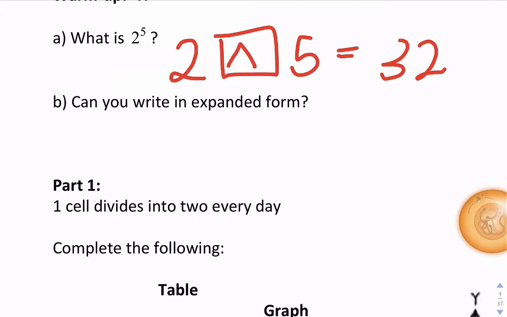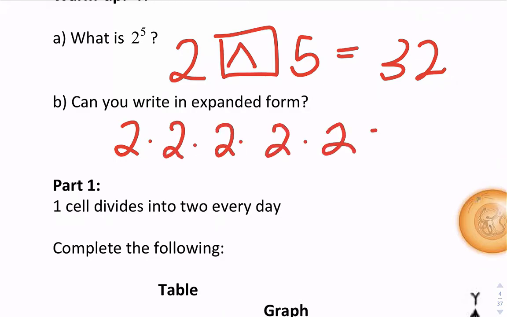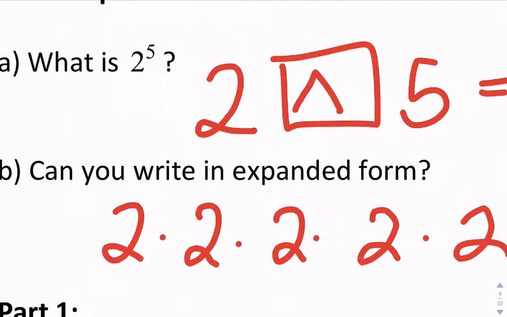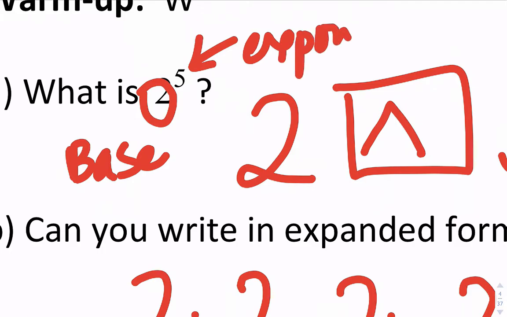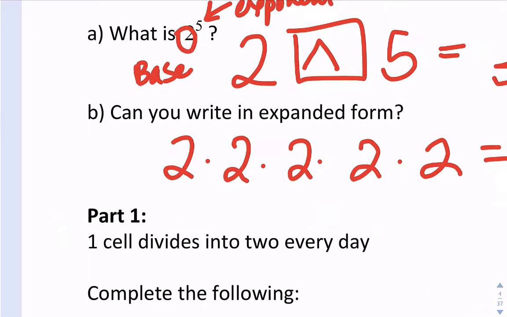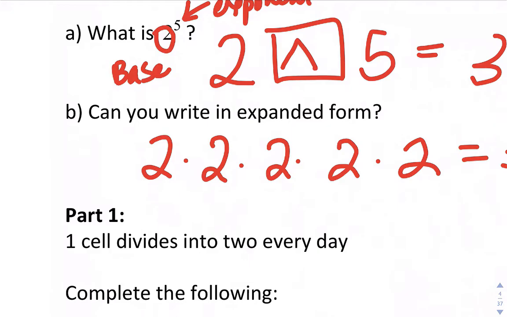Our expanded form is basically, what does that mean? It means you take 2 and you multiply it by itself 5 times, and we get 32. So expanded form is writing it out. The base is 2. The exponent is 5. So we write the base 2 five times.